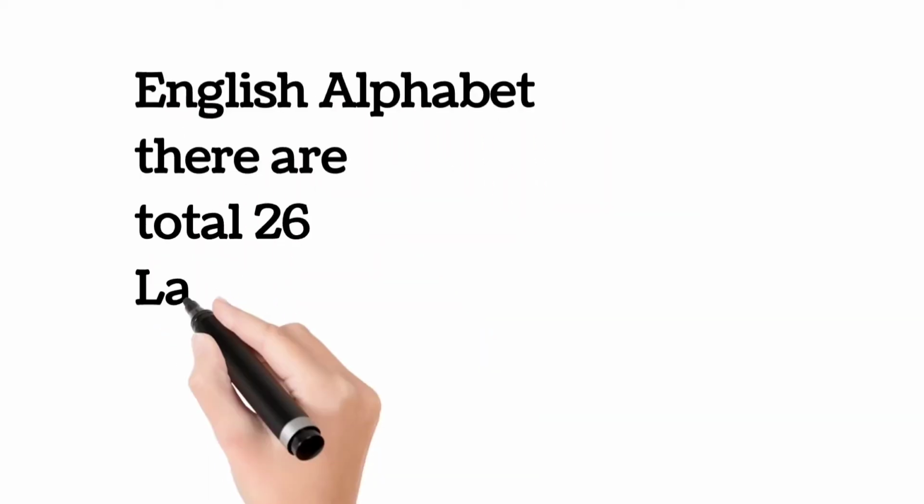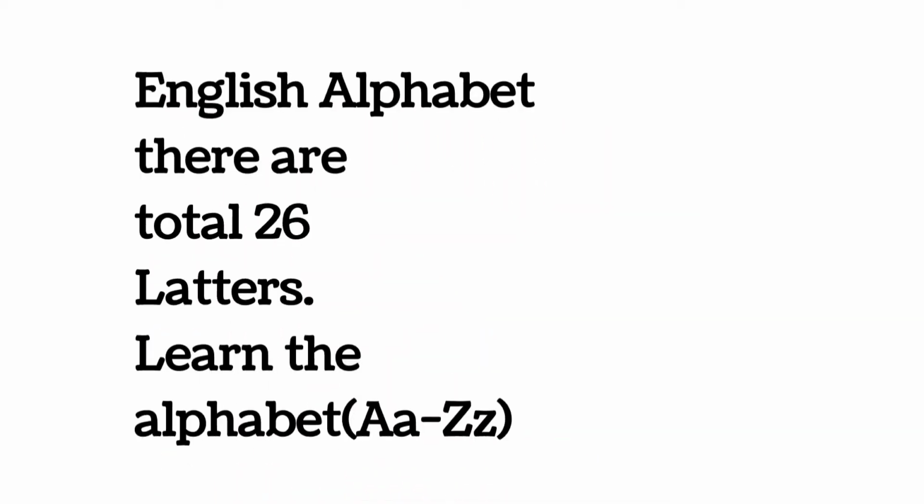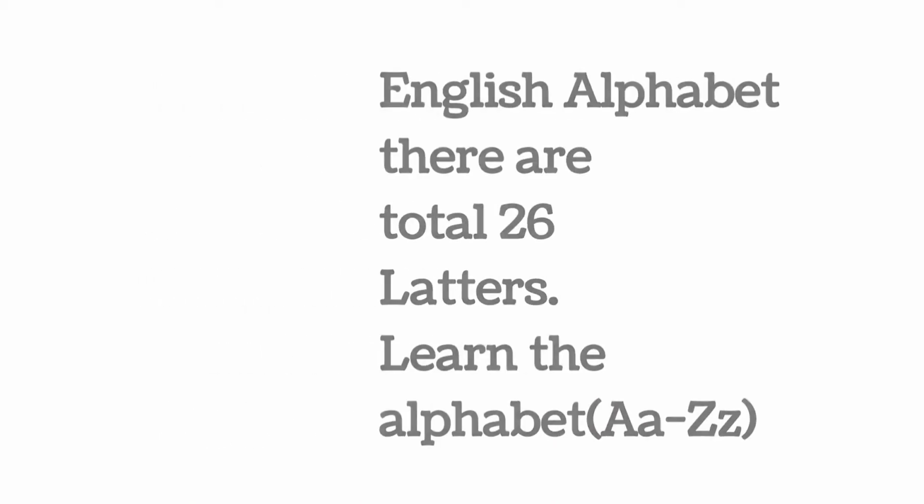Hello kids, English alphabet. There are total 26 letters. Learn alphabet A to G.